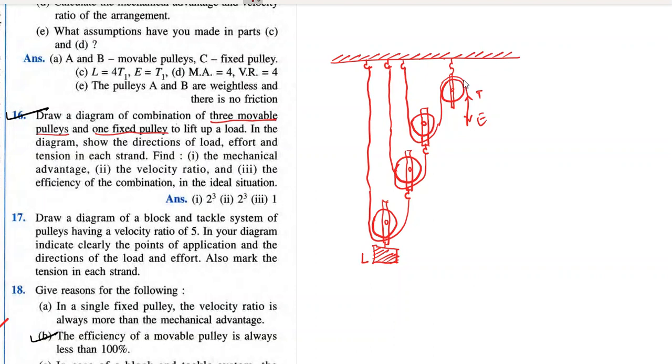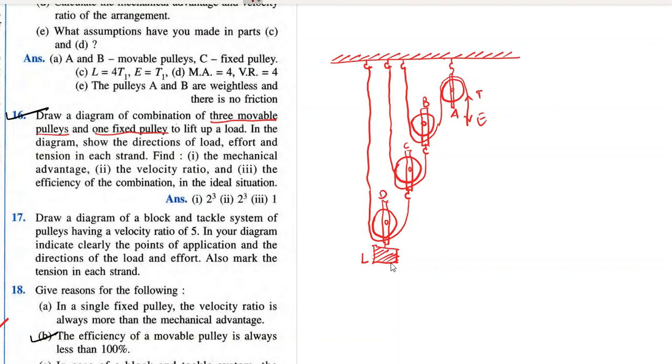करेक्ट, ये फिक्स पुली हो गया. तो पुली को नाम देते हैं हम लोग. This is pulley A, this is B, C and D. A is fixed, B, C and D are movable pulleys. ठीक है. What about the tensions?